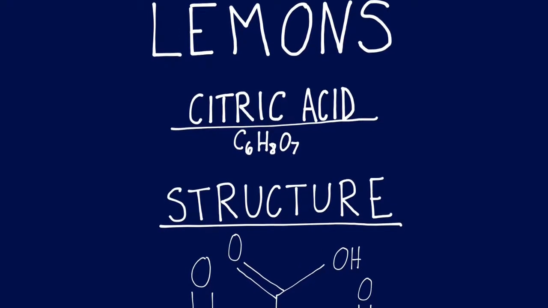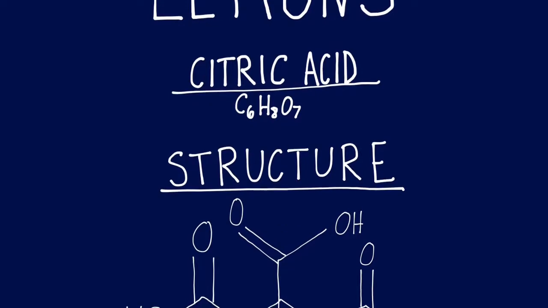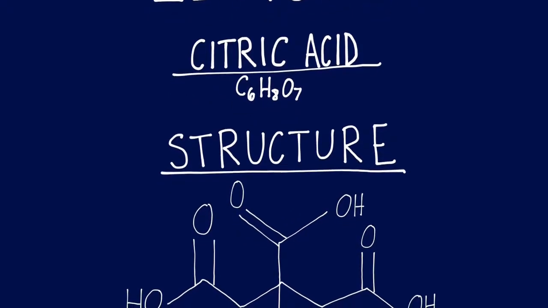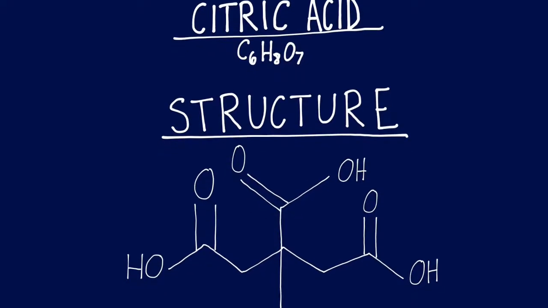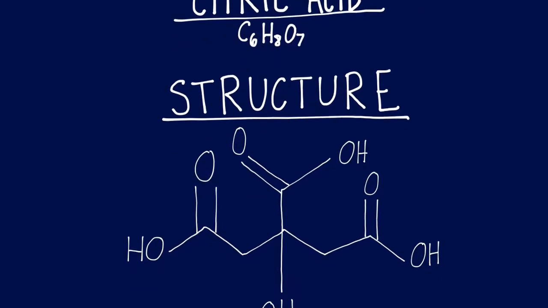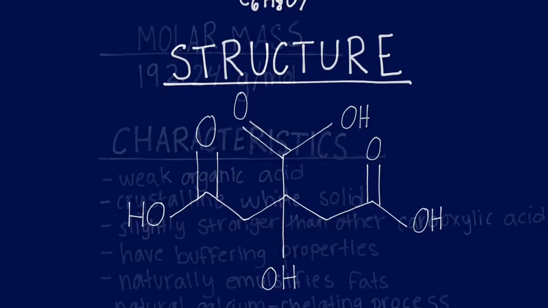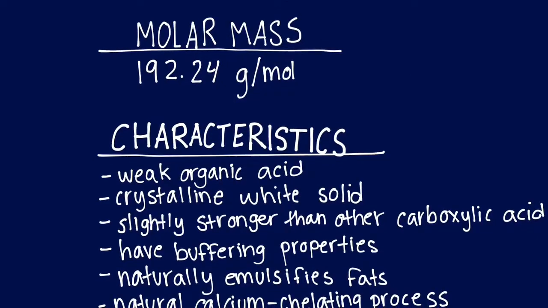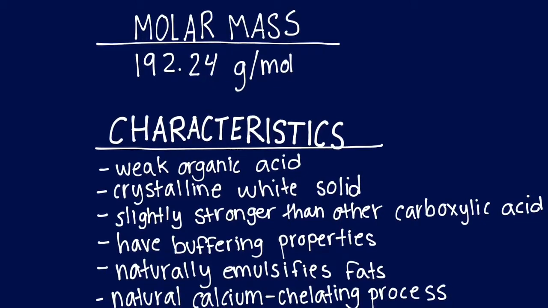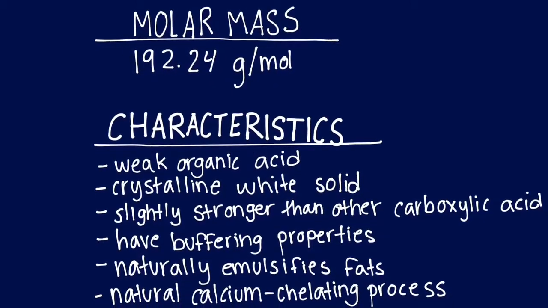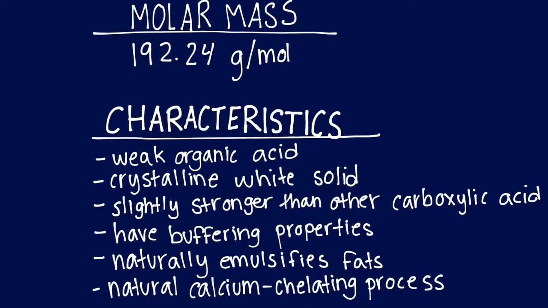The next acid we will take a look at is citric acid, commonly found in lemons. Its molecular formula is C6H8O7. Citric acid structure has 3 double bonds to the oxygens. Remember, each point on the structure represents a carbon. Citric acid's molar mass is 192.24 grams per mole, the highest molar mass of the acids we are talking about today. Citric acid has several characteristics that make it unique.